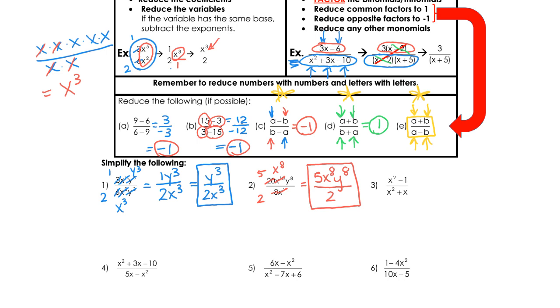Okay. All right, so number 3 changes because that is not all a monomial on top. It's actually a binomial on top and a binomial on the bottom. And in order to reduce this, you have to make sure that you're reducing factors, and you're not going to get factors unless you factor. And so on top, this is a difference of two perfect squares. And so we're going to go ahead and factor them into x plus 1 and x minus 1. Okay, right? Remember that from last packet?